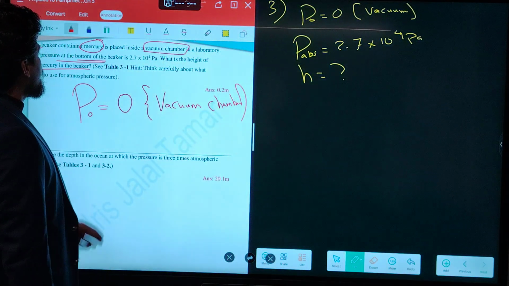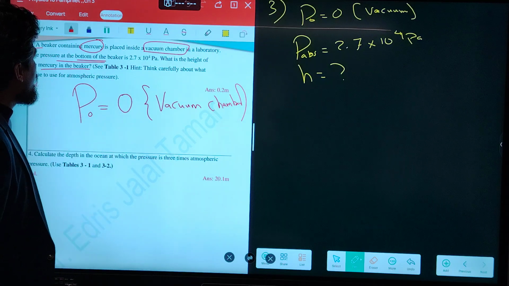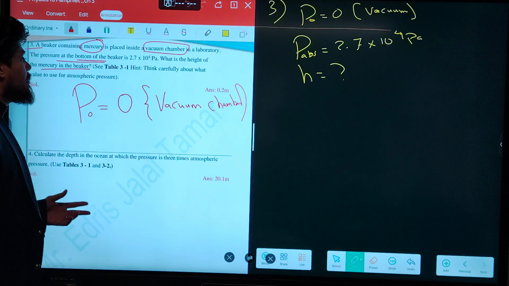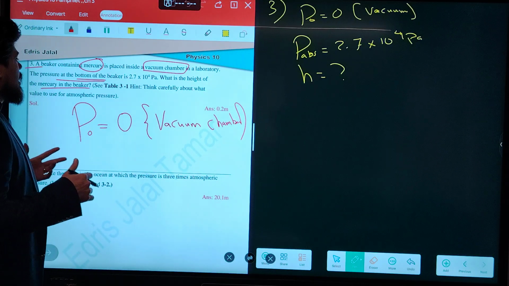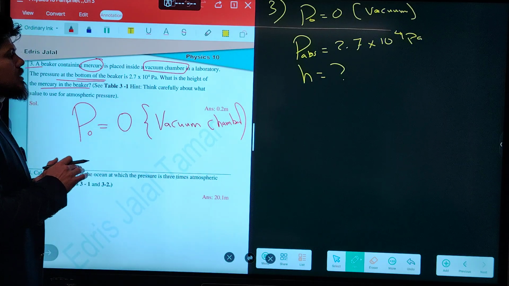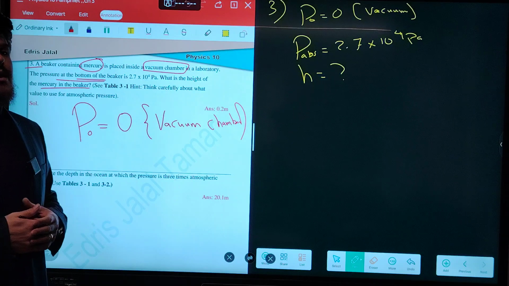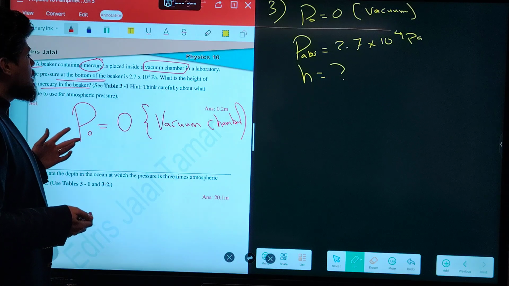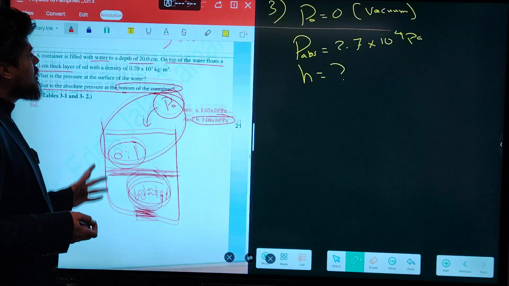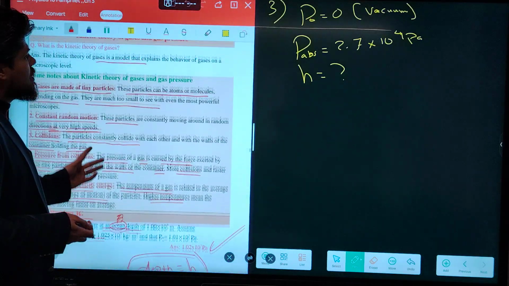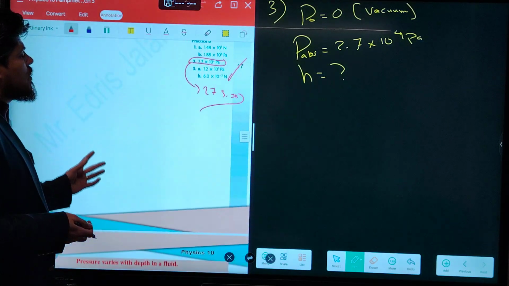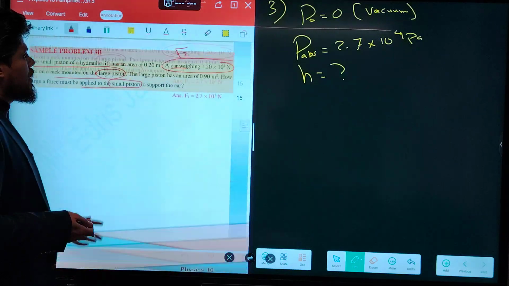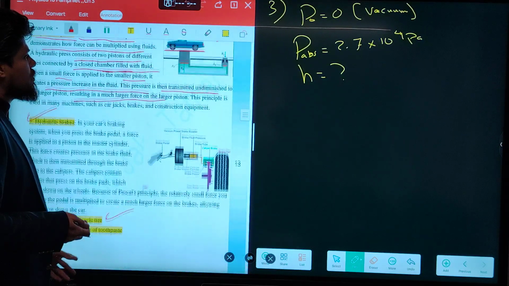Okay, so there is a hint here. Look at table 3.1 and think carefully about what the value is for atmospheric pressure. It is 0. Why? Because it is empty and there are no particles. The density of the mercury should be given. The students are not required to memorize the density of the mercury, only the density of fresh water you have to know.